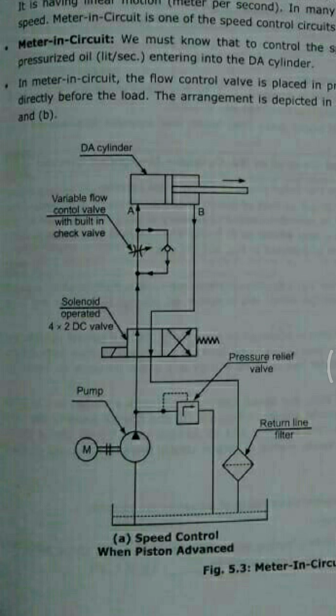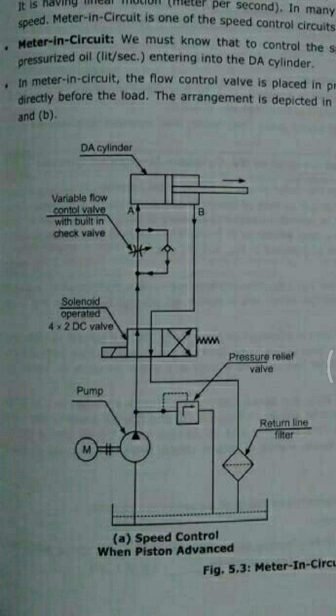Now I will zoom out. Begin with the reservoir. From the reservoir, the pump is pumping the oil. The motor is driving the pump, so the pump is pumping pressurized oil. If excessive pressure is there, then the pressure relief valve is bypassing the oil to the reservoir. But if the pressure is below the preset value, then this pressurized fluid is going inside the 4 by 2 direction control valve.